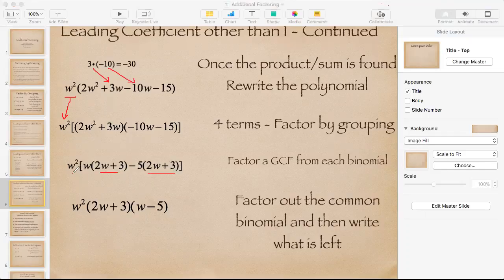So remember, keep that w squared. It stays in my final answer. We do not want to remove it from our final answer. We're going to factor out the common binomial, the 2w plus 3. And then we're going to take and write what's left over. And in this case, we have the w and the negative 5, which gives us the w minus 5.